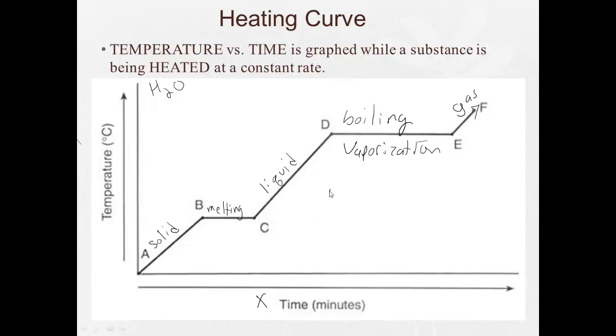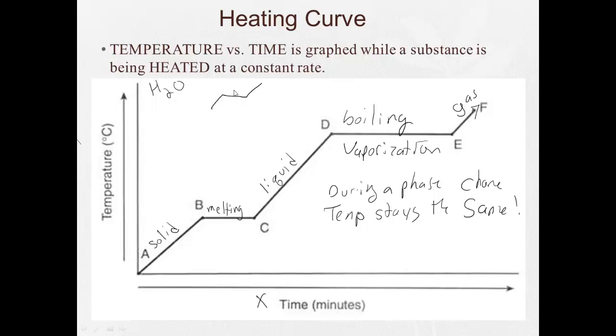So during a phase change, temperature stays the same. And this is critical to remember. Okay? During a phase change, the temperature is staying the same. So anytime we see a heating curve, you know, what's happening here? Well, if the temperature is staying the same, it means it's undergoing a phase change.